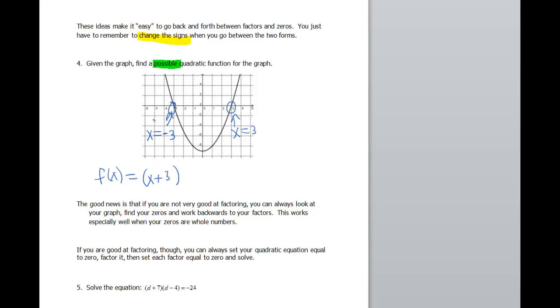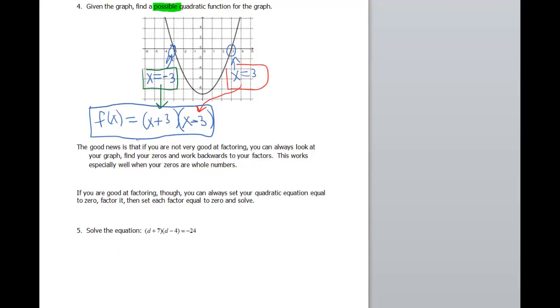Okay, so these two pieces go together. If we know x equals 3 is a zero, then that means x minus 3 is a factor. So this one gave us that one, and that's a possible quadratic function. You can multiply it out if you want to, but I think I'm just going to leave it like that. It doesn't say what kind of form it has to be in, so you might as well be as easy on yourself as possible.